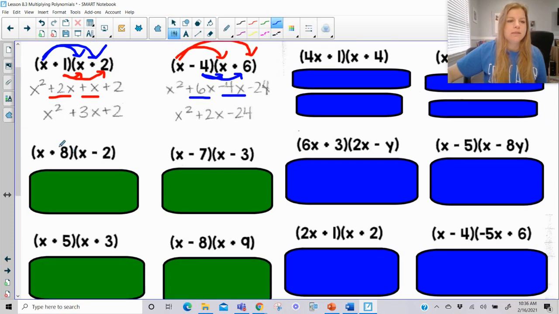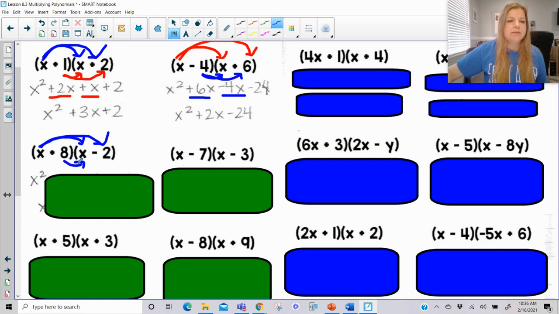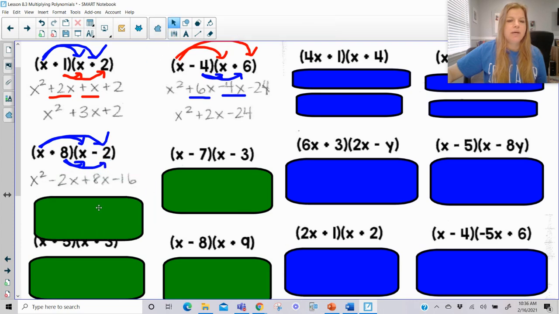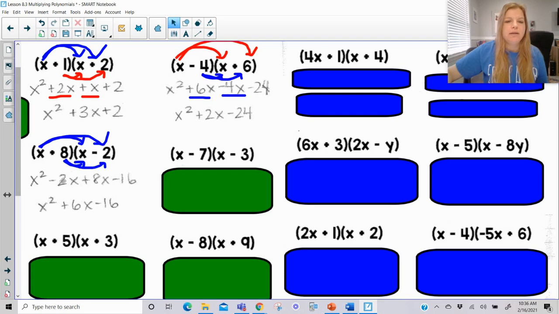Okay, next one here, x times x times negative 2. So that will give us x squared minus 2x, and then 8x, and then negative 16. I think you get the point of what I'm distributing out. Combine like terms. And there we go for that.